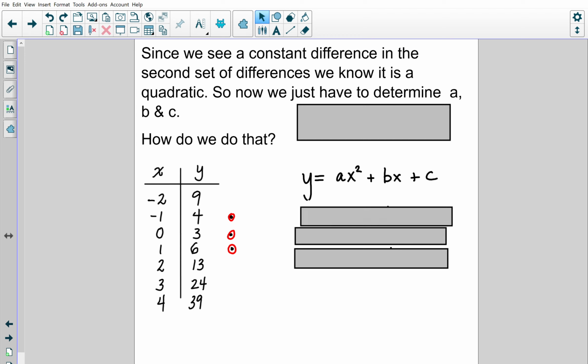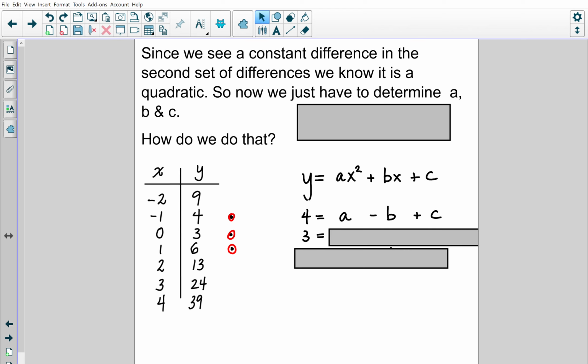So I'm going to put in 4 for y and then negative 1 for x. So negative 1 squared is 1, so 1a. And then negative 1 times b is negative b, and then plus c. And for the second one, 0, 3, I put in 3 for y and 0 for x. So this is really nice because I get 0x squared plus 0x plus c. So I already have a value for c, which is really dandy.